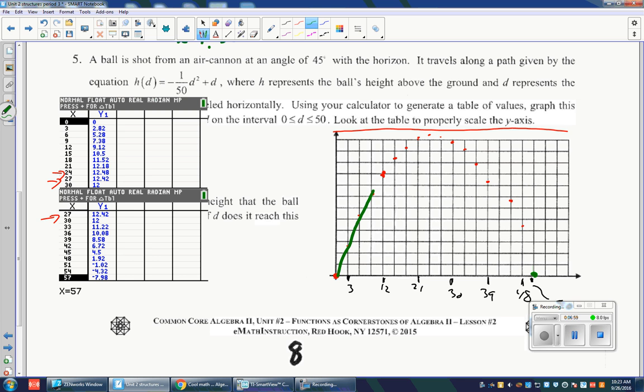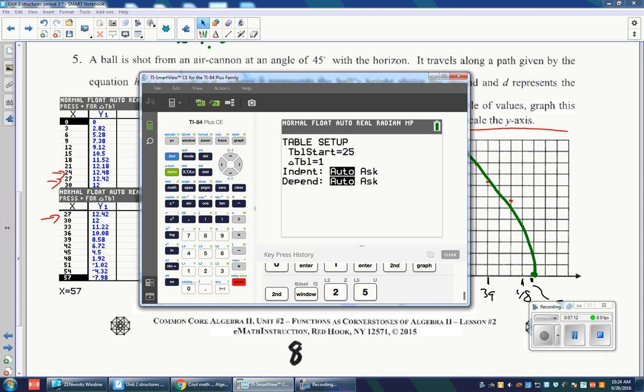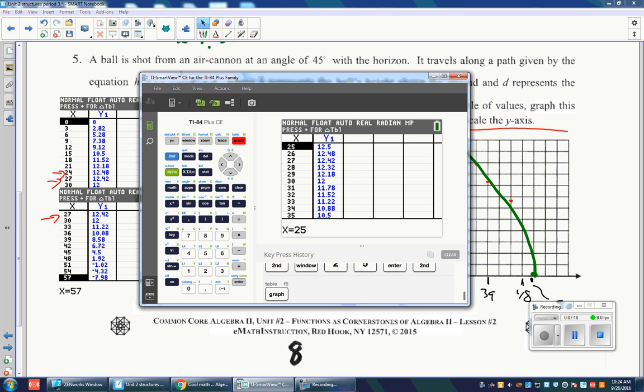Carefully connect them because this is a steady object. It's not a step function. And I am going to check 25 by telling the table to start at 25. Table, 25 is 12.5.